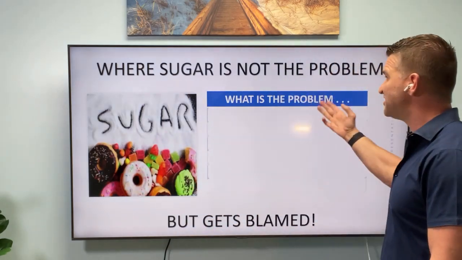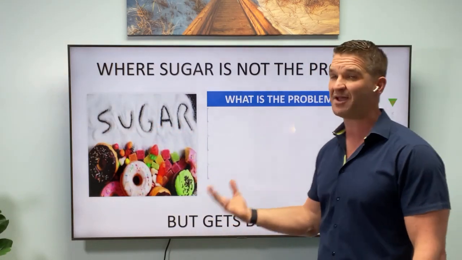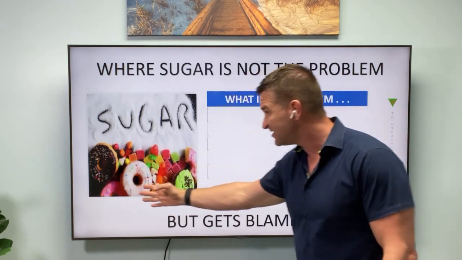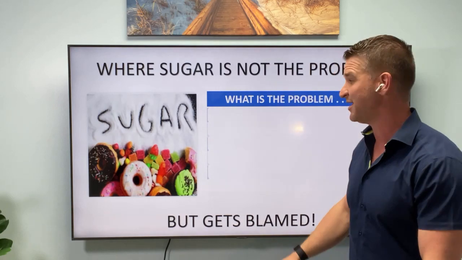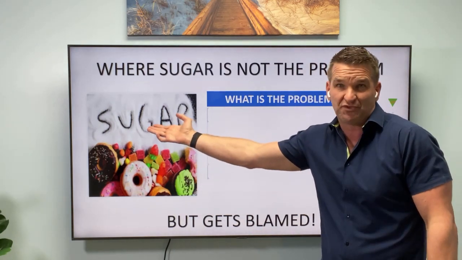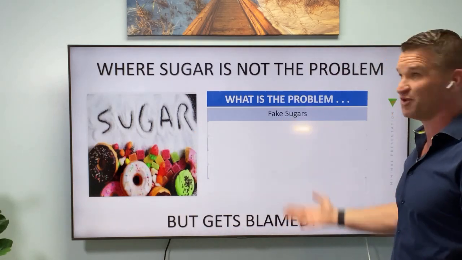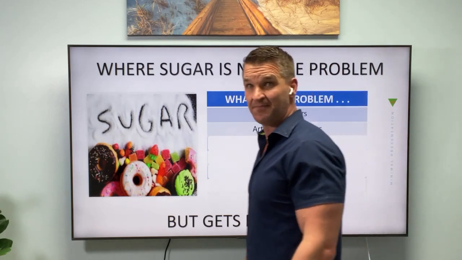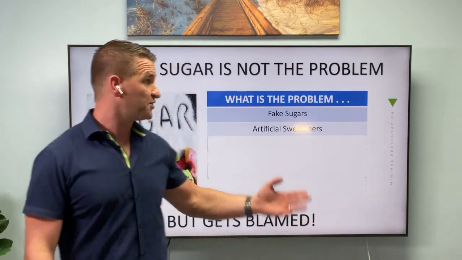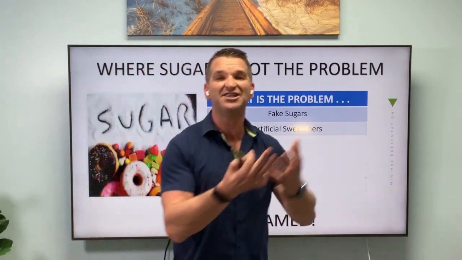So what is the problem? If sugar is not the problem, what is the problem? Okay, because when you actually pick up these things, like these things that are pictured here, among a lot of other things that sugar is being blamed for, there is no cane sugar in this. There's no honey in it. What is in it though? Fake sugars. Okay, a lot of fake sugars, artificial sweeteners. That's what's in there. That's what's causing the problem. We're putting things in there that taste sweet, but actually isn't sugar.